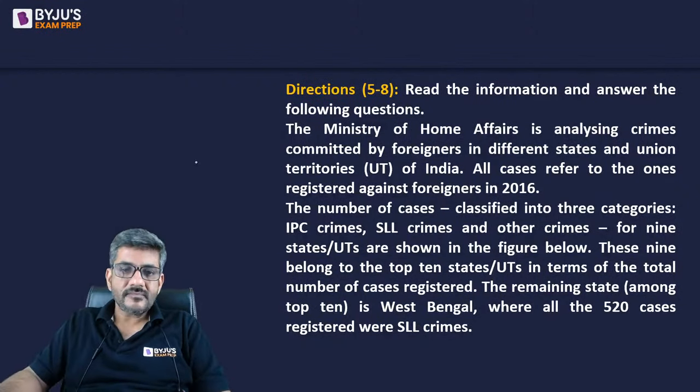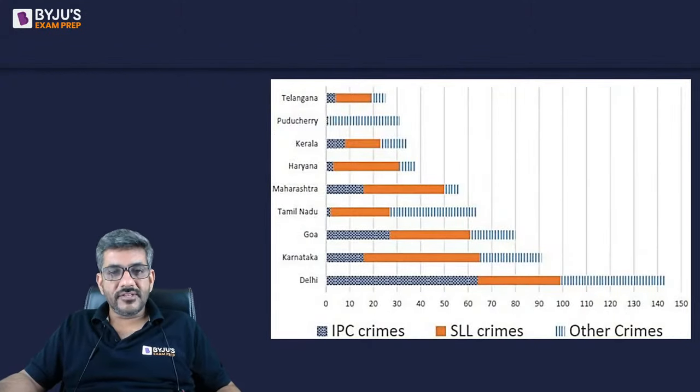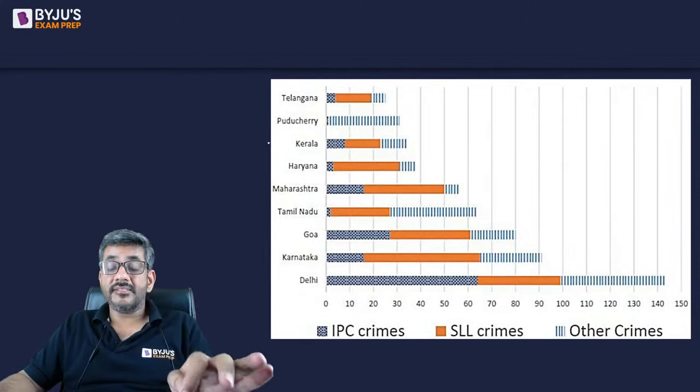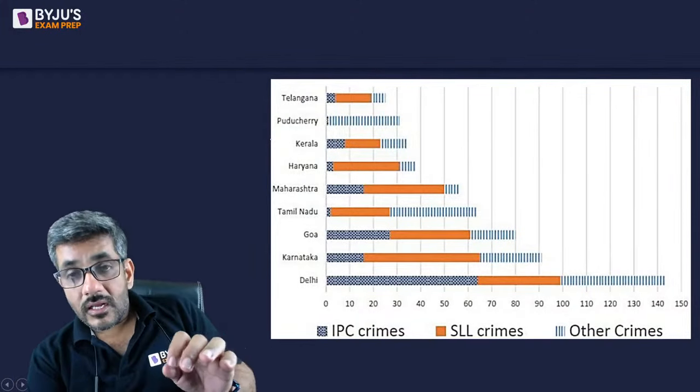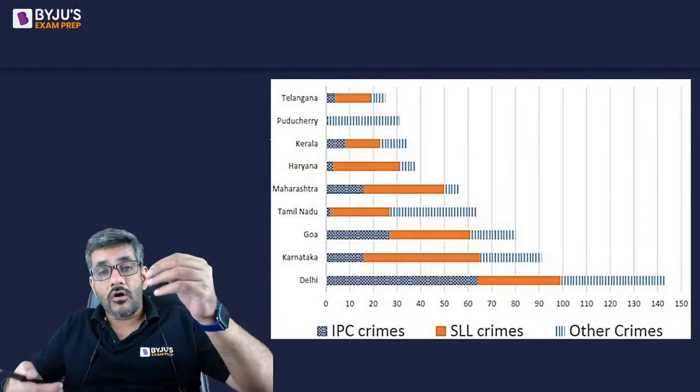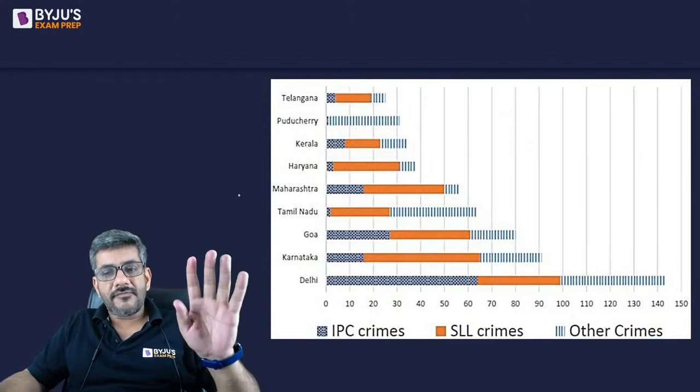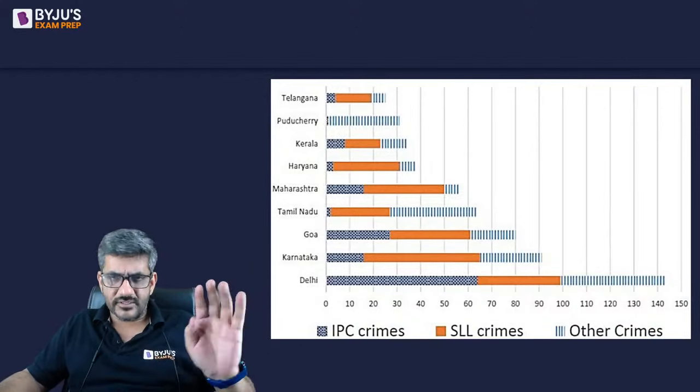Okay. So these are the number of crimes given to us: Telangana, Puducherry, Kerala, Haryana, Maharashtra, Tamil Nadu, Goa, Delhi, and Karnataka. About IPC, SLL, and other crimes, West Bengal is not mentioned here, which has got all SLL crimes, and it is 520, way more than any of these.